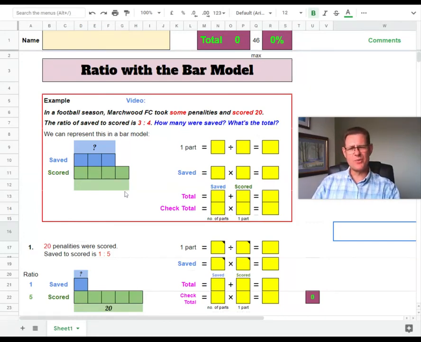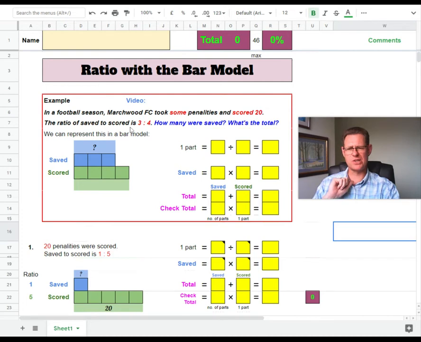Right, so in this video, we are going to look at how to do some ratio with the bar model. And different from the last video, it's all about one part, or maybe the difference, not the total this time. So it's all about reading the question really carefully. So let's have a look.